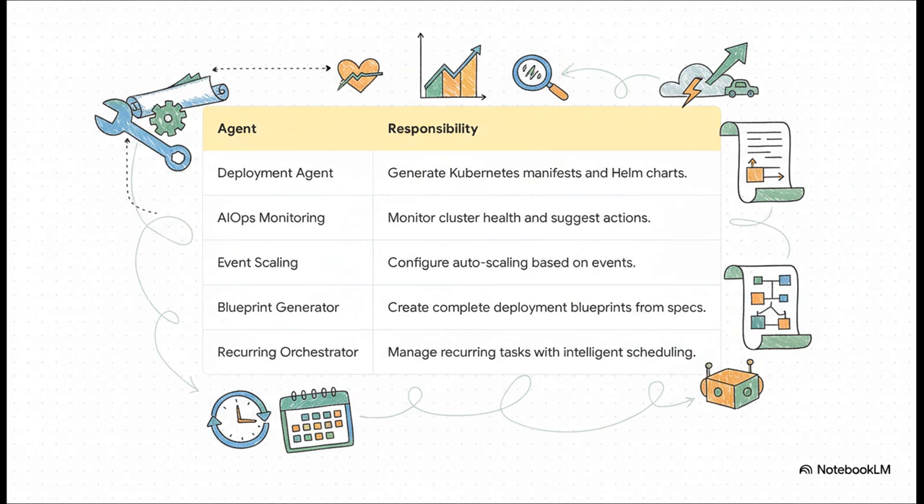And that team of robot doctors? It's got specialists. This table shows the 5 specialized AI agents that were built for the system. You've got a monitoring agent that's always on the lookout for trouble, an event scaling agent that automatically adds more power when traffic spikes, and even a blueprint generator that can create an entire deployment plan from scratch. They all work together, running the show automatically.